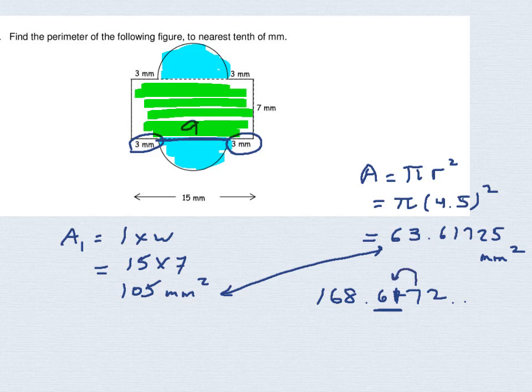That 7 is going to round the 1 up to a 2. So 168.62 square millimeters. And that's the area of the irregularly shaped diagram.